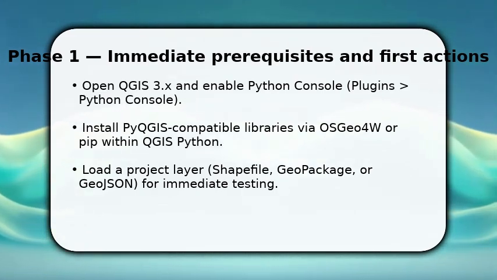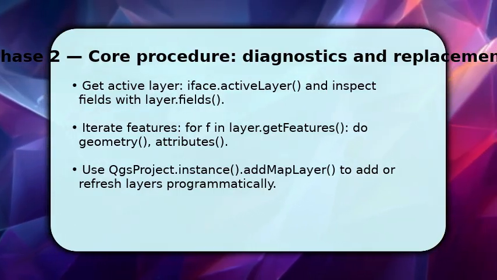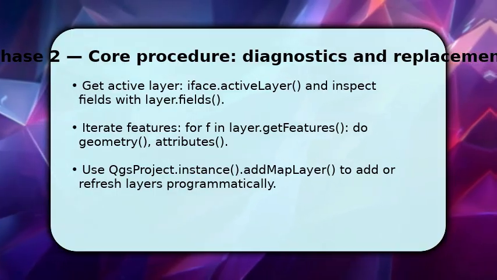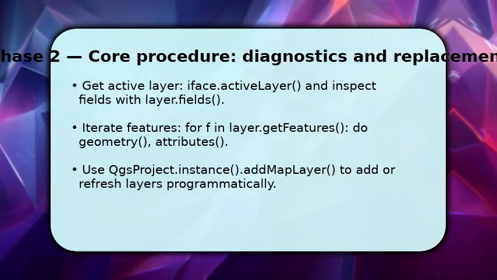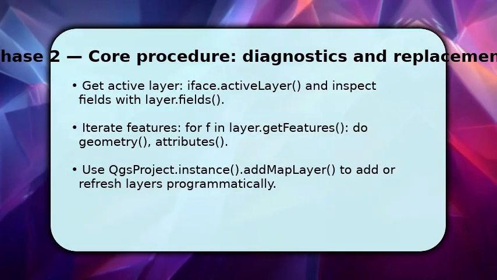You now write your first PyQGIS commands. Start with iface.activeLayer() to grab the layer object because it targets what you see. Then use layer.fields() to learn the schema before editing. Once comfortable, iterate features: for f in layer.getFeatures(), call f.geometry() and f.attributes() to read data.